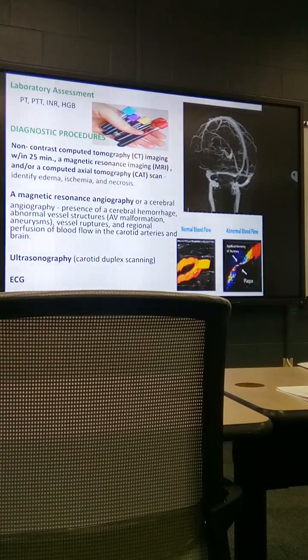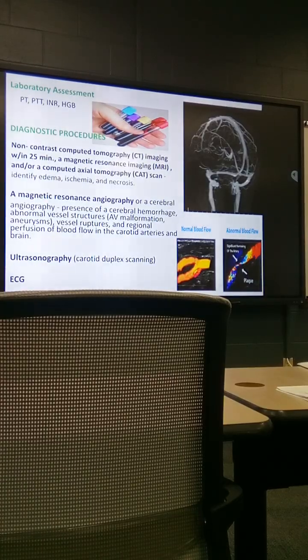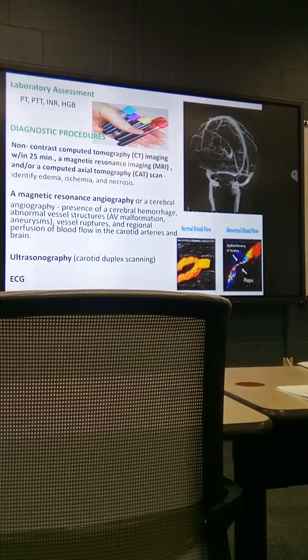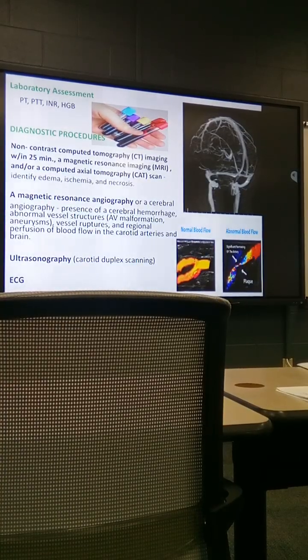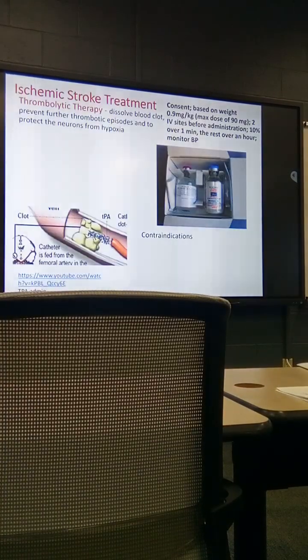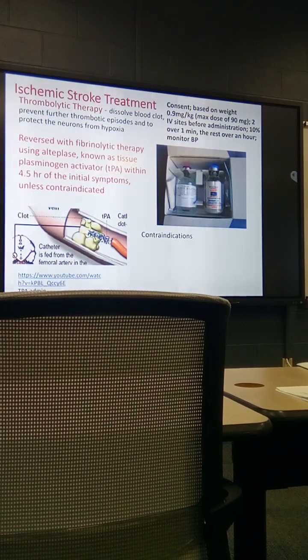But MRA is the angiograph where they can go in, and it's kind of like a cardiac cath, but they can go up and totally visualize the blood flow through the brain. Carotid ultrasound, they're going to look to see what's going on in those carotids. Is there bleeding or is there anything going on in those carotids? We talked about EKG. So here's our TPA.